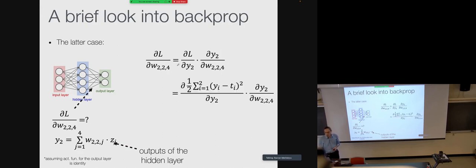So to compute the gradient of L with respect to this parameter, we do the gradient of L with respect to Y2 first, and then the gradient of Y2 with respect to W224. The first term, L with respect to Y2, is this equation. It's just our sum of squared errors. This is what the loss function is. We just put the loss function.